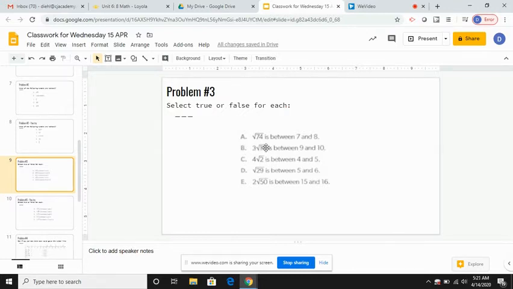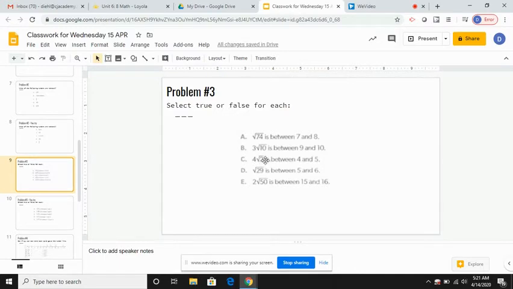For B, 3 times the square root of 10, is that between 9 and 10? Well, the square root of 10 is a little bit bigger than 3. Let's call it 3.1, because we know the square root of 9 is 3. The square root of 10 is an irrational number, but we can estimate it. And 3.1 times 3 would be 9.3. That is between 9 and 10. So B is true. The square root of 10 is between 3 and 4, but if you multiply it by 3, you'll get between 9 and 10. So far, the only one that's true is B.